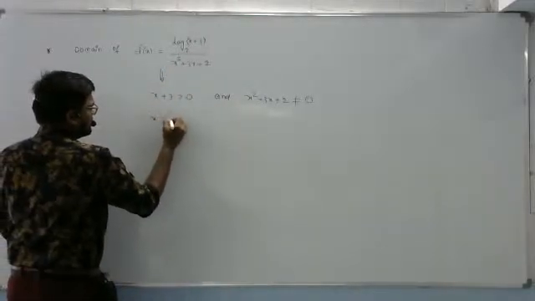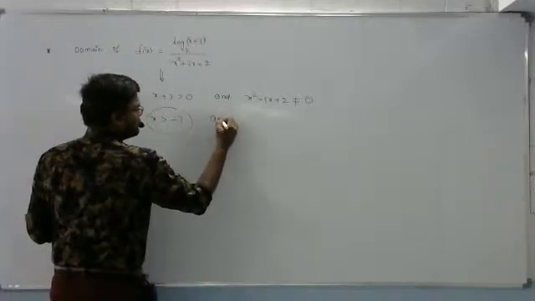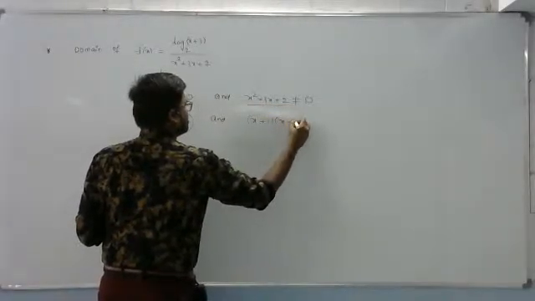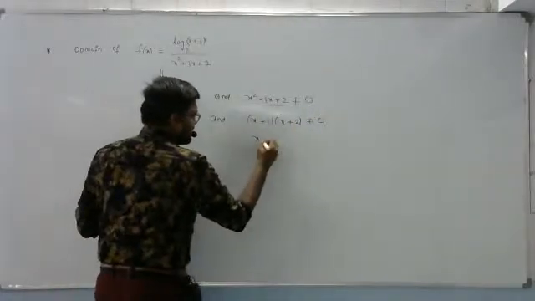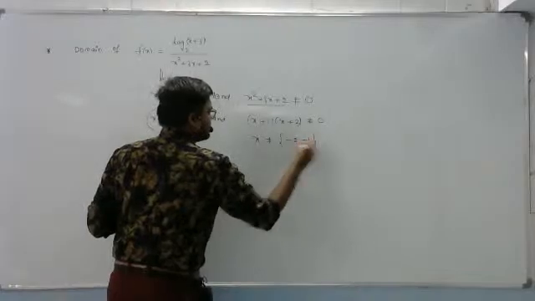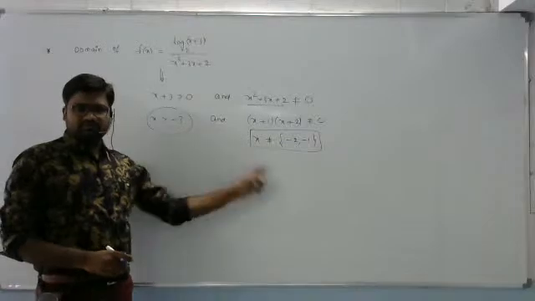So this is x greater than minus 3. And can I factorize this one as (x plus 1)(x plus 2)? And it is not equal to 0, which means that x cannot be equal to minus 2 and minus 1. Correct? Now how do you take the intersection of these two?